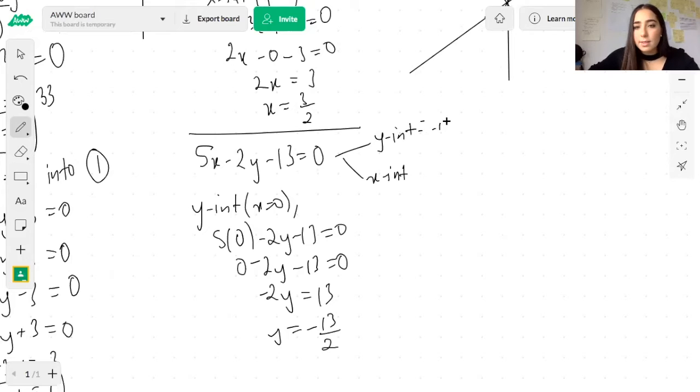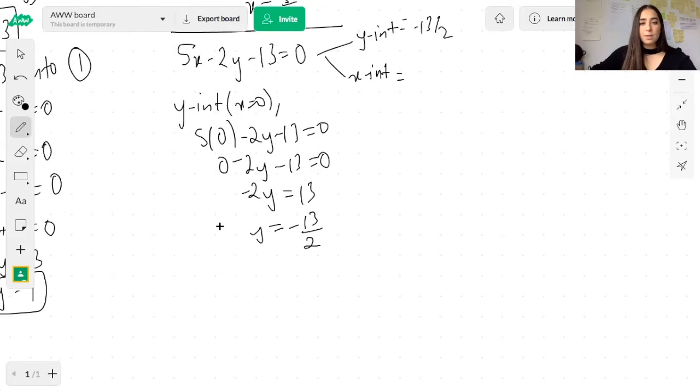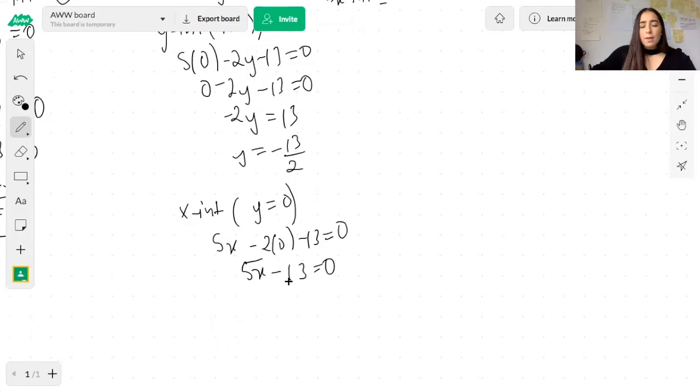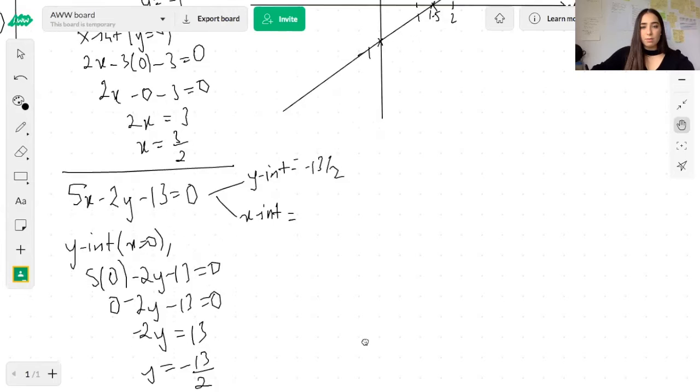So that's our y-intercept. Now we find the x-intercept. So that is when y equals 0. So we're going to sub 0 into y, we get 5x minus 2 lots of 0 minus 13 equals 0. Then we're going to move 13 over to the other side, so we get 5x equals 13. Divide both sides by 5, we get 13 over 5, and that's our x-intercept, 13 over 5.